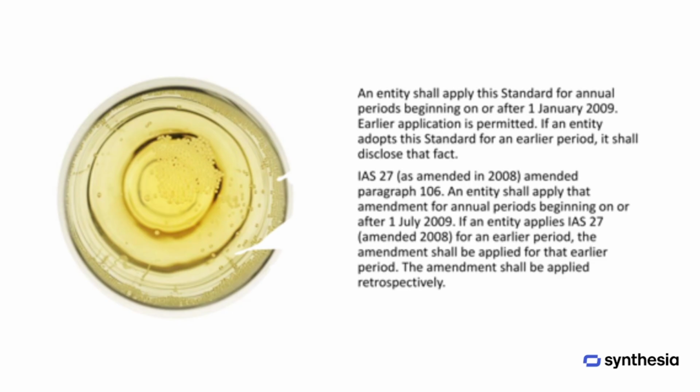In 2008, IAS 27 was amended, specifically paragraph 106. This amendment should be applied for annual periods beginning on or after the 1st of July 2009. If an entity applies the amended IAS 27, 2008 for an earlier period, it must apply the amendment retrospectively.